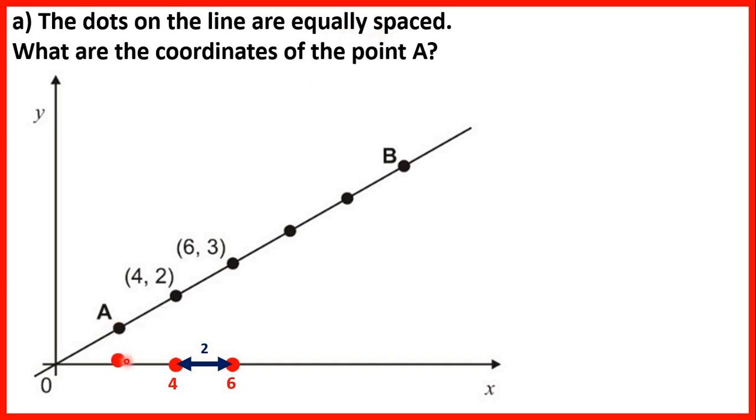So that means the difference on this side will be 2 as well, and 2 less than 4 is 2. So that means point A has an x-coordinate of 2. And then here we have a y-coordinate of 2, and here a y-coordinate of 3. So that's a difference of 1, and because the points are equally spaced, we'll have a difference of 1 here as well. And 1 less than 2 is 1, so that's the y-coordinate for point A.